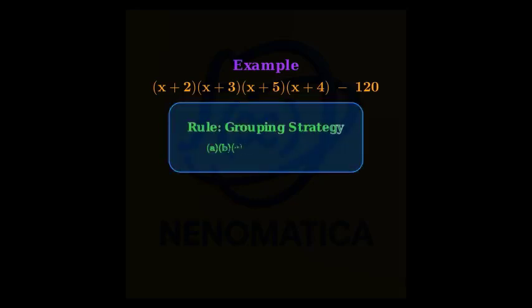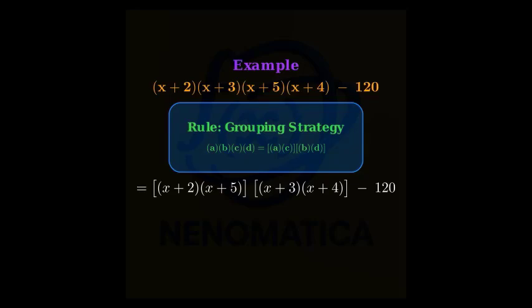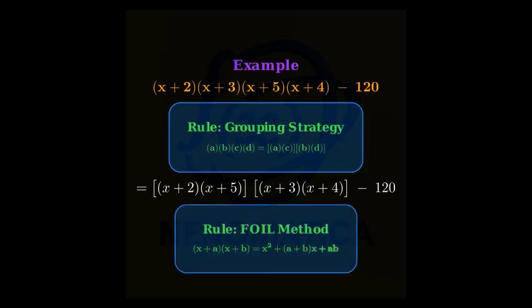The first step is to group the 4 linear terms into 2 quadratic expressions. We can group them as x plus 2 times x plus 5 in the first group and x plus 3 times x plus 4 in the second group. So our expression becomes the product of these 2 groups, minus 120.